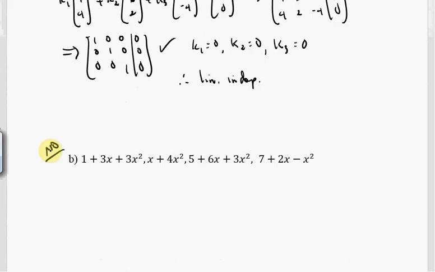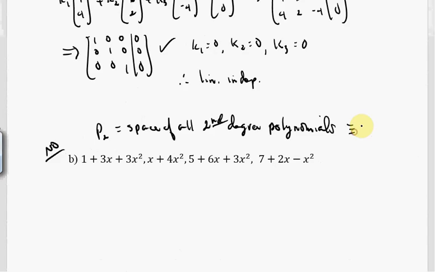From first glance, why would you say that this is no? Too many variables, right? This space allows for three, right? Right. And I knew what you were talking about. This guy, the space here is the space of all second degree polynomials, which here accounts for 2 plus 1, 3 tuple vectors, which this is fine.